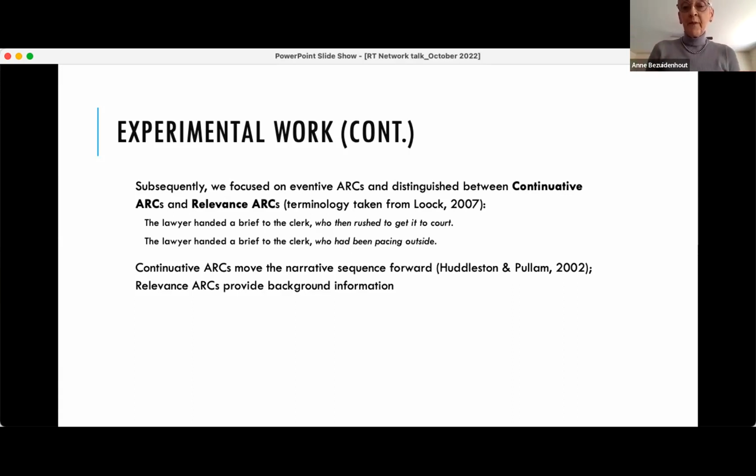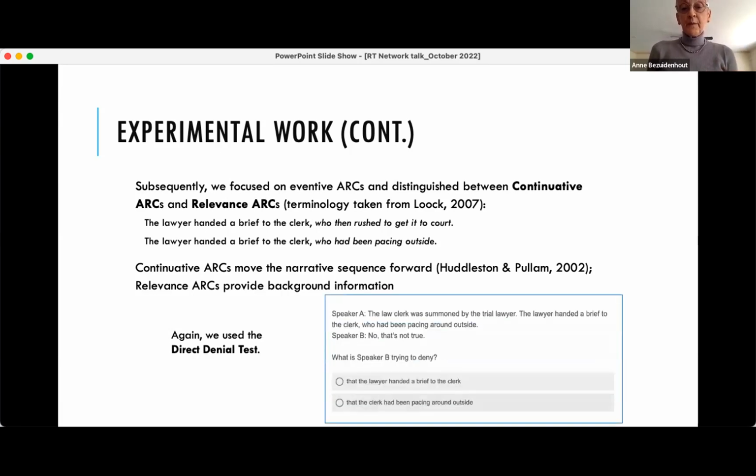And Huddleston and Pullum, in their Grammar of English, have noted that there is this category. In fact, it's an old distinction. But relevance arcs, on the other hand, like "a lawyer handed a brief to the clerk who had been pacing outside," are just providing background information, not moving the narrative sequence forward. Once again, we use the direct denial test.